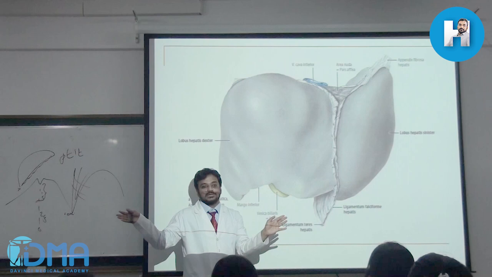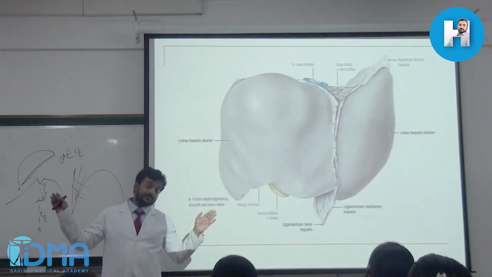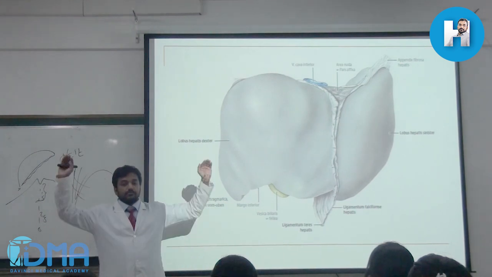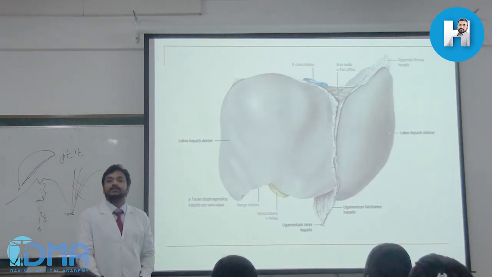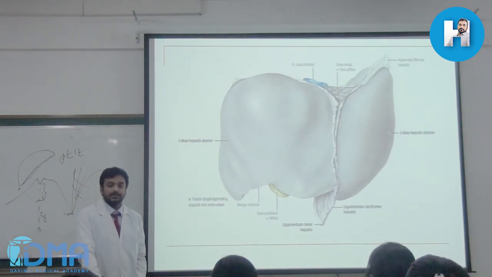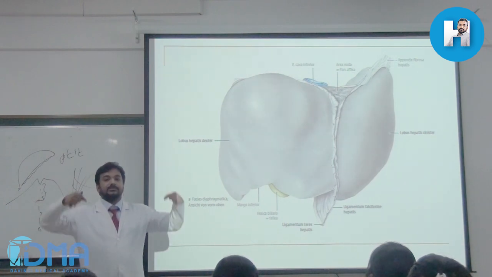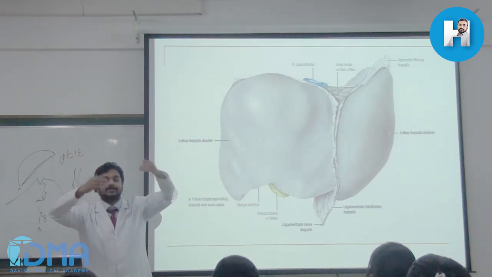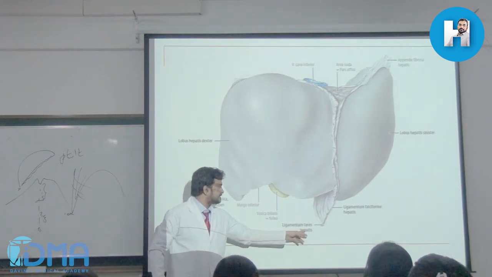Once it is diverging, it is going to give anteriorly the coronary ligament, left and right. Clear? From the posterior side, the peritoneum which is coming will give you the posterior left and right coronary. Once it is going to the end, we call it the triangular ligament. It will attach up. In between there is a gap, we call it the bare area.